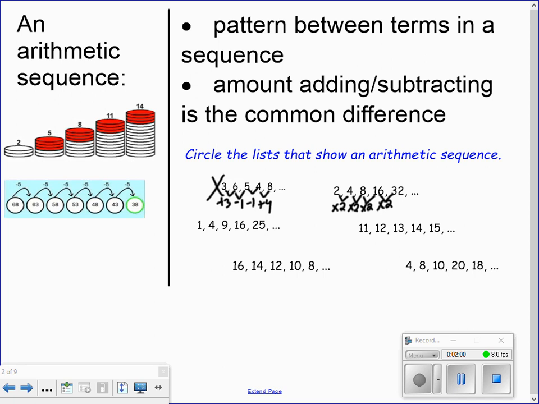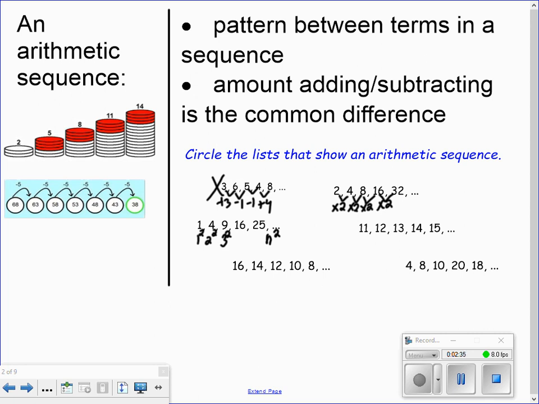We look at the next one. We're going from 1 to 4, 4 to 9, 9 to 16, 16 to 25. What we see here is that it's the term number squared. So this is the first term, so 1 squared is 1. The second term, which is 2, 2 squared is 4. The third term, which is 3, 3 squared is 9. So we do have a pattern here. That pattern is that it's whatever term it is, squared. Again, because that pattern is not addition or subtraction, it would not be considered an arithmetic sequence.